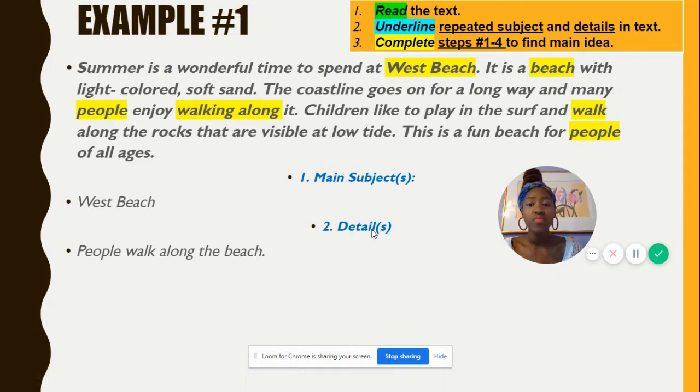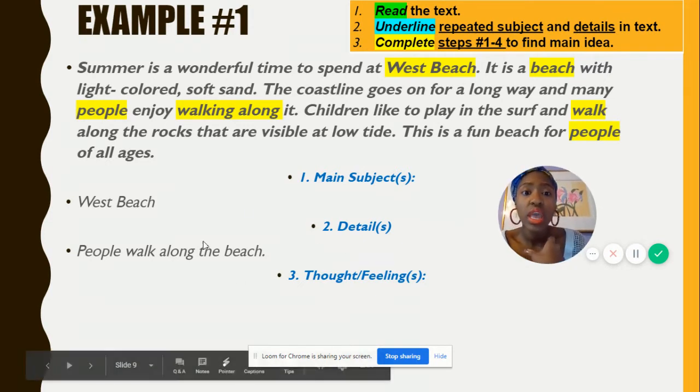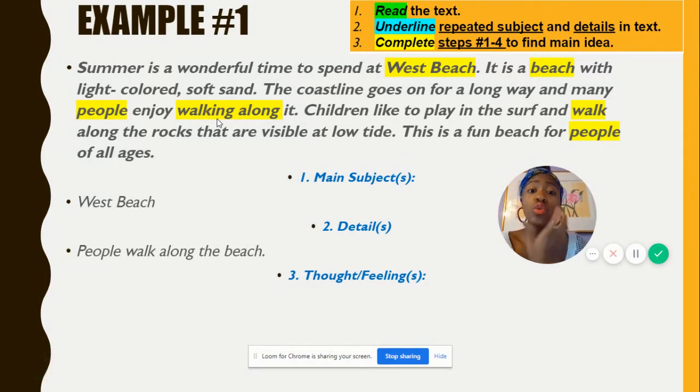Now, here we have our detail. What is our detail that is being talked about? Well, they're talking about how the people enjoy walking along the beach. In our sentence here, it says, coastline goes on for a long way. People enjoy walking it. Then they tell you what else people like to do, play in the surf. But then they say again, walk along the rocks. So that's letting us know that this is something that is important because it's repeated more than once. Yes, did they talk about that children like to play in the surf? Yes, but is that repeated though? Is that the main focus that the author wants us to know about what people do at the beach? No, the main thing that is repeated is walking along it.